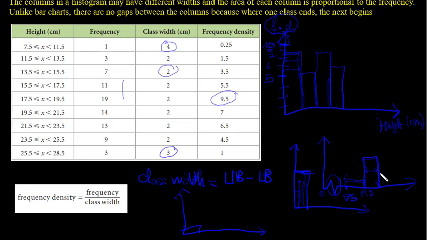It does not depend on the width. It depends on the area of the column, which is the class width multiplied by the frequency density. So it depends on the area, not the class width. You don't have to be scared that this one has a higher frequency. Why is it smaller than this one in class width? It depends on area, not on the class width.